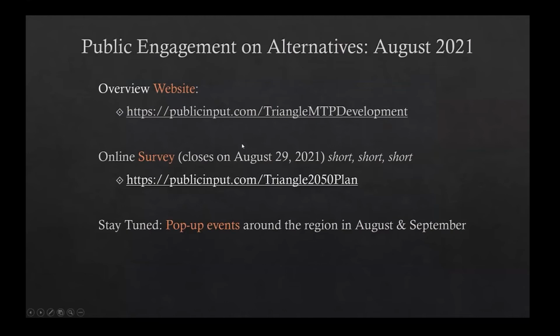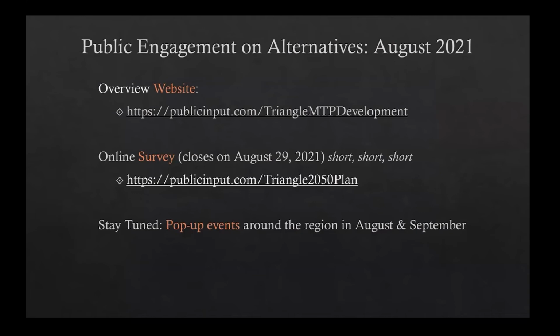Okay, thanks, Andy. So that is the overview of the current alternative scenarios that are available for consideration with the 2050 MTP. We want to remind everybody about the different public engagement opportunities going on right now through the month of August. There is a lot of information. We send you to a landing page, publicinput.com/triangle MTP development. That page serves as a place where you can launch to DCHC information and CAMPO information.